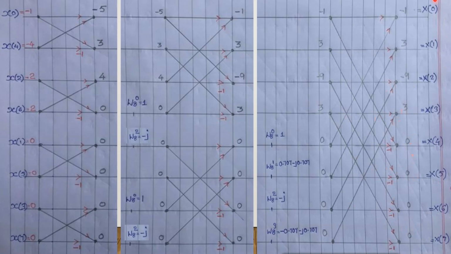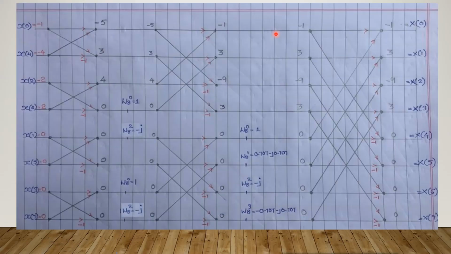So the value is represented by 0. Now the X of k should be written in order, but the x of n should be written in the shuffled bit reversal order. So when you write the output, X of k is equal to -1, 3, 9, 3, 0, 0, 0 and 0. This is your final answer.